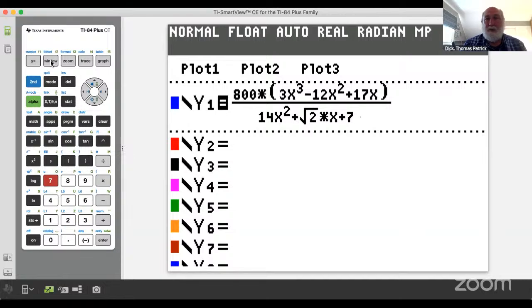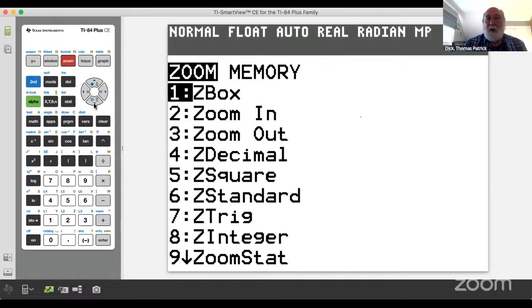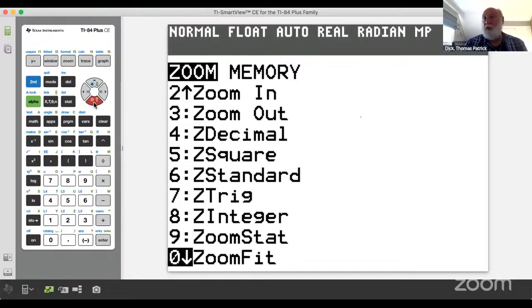And I think we've got a particular domain here. So I'm just going to jump to the window right away and put in 0 and 6 for my x min and x max, because that was the t interval that we're interested in. And then I'm going to go to the zoom menu and scroll all the way down past all of these to zoom fit.